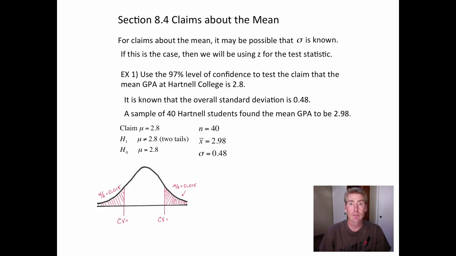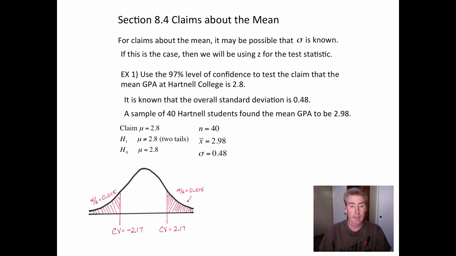And then here's the picture. It's two tails. If you take 0.03 or 3%, cut it in half, that's 1.5% on each side. If you look at the table, I was looking at the A2, the negative z table, you'll find that 0.015 is right there in the table. Then if you look to the side and up, you'll find that's when z equals negative 2.17, and then positive 2.17 on the other side. So there are the critical regions.